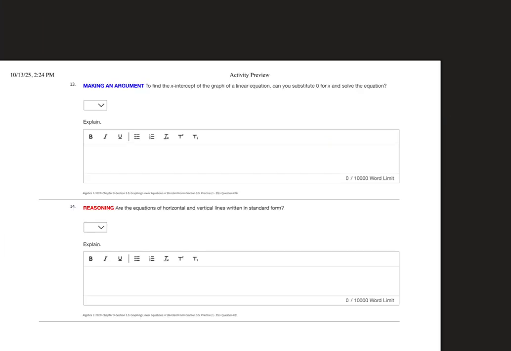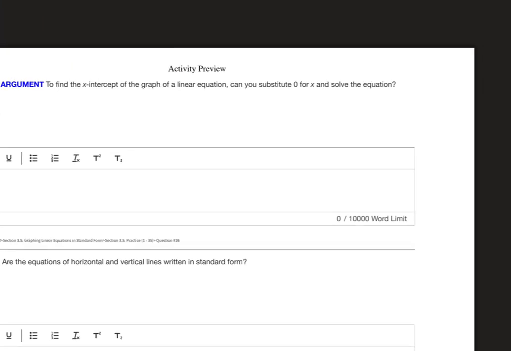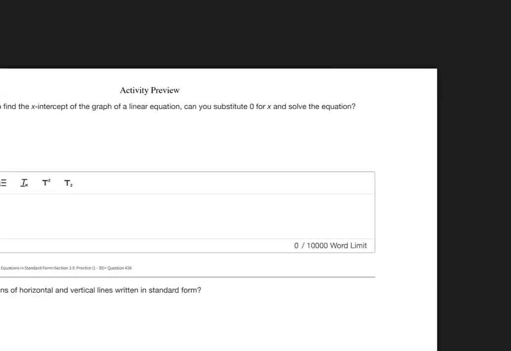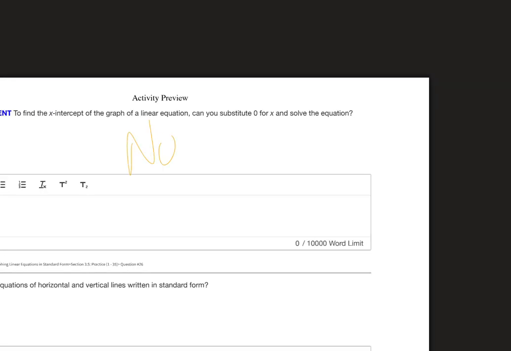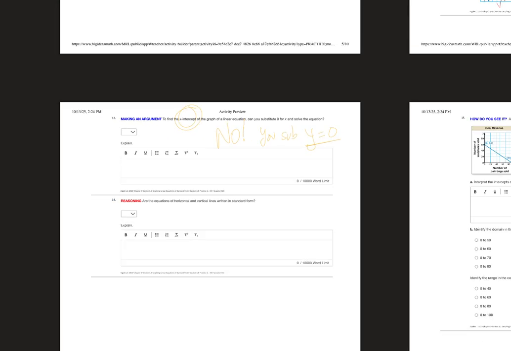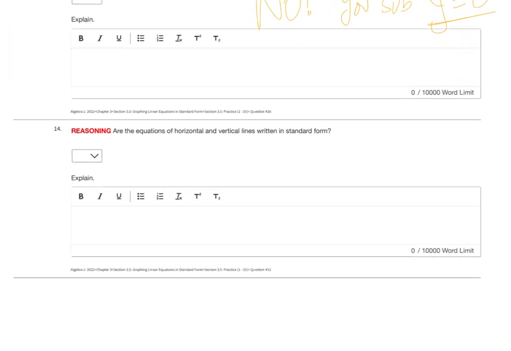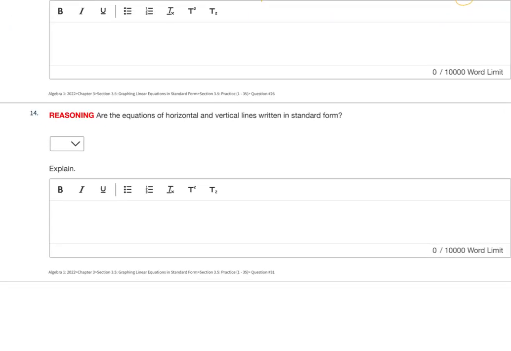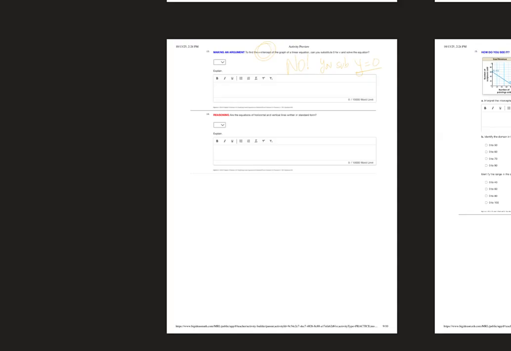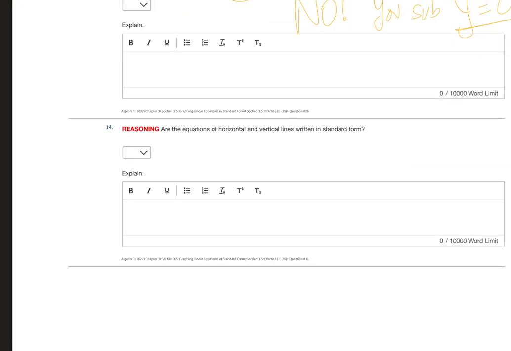To find the x-intercept of the graph of a linear equation, can you substitute 0 for x and solve? No. You substitute y equals 0 to get the x-intercept. Are the equations of horizontal and vertical lines written in standard form? Yeah. I can't remember, we talked about this in class. I think maybe we talked about it when it came to slope-intercept form.